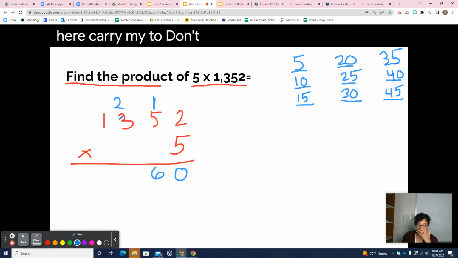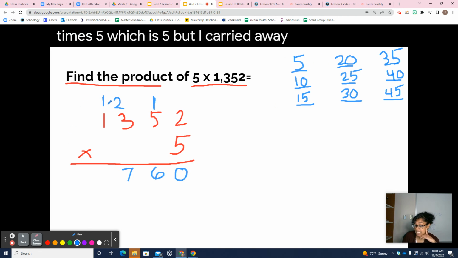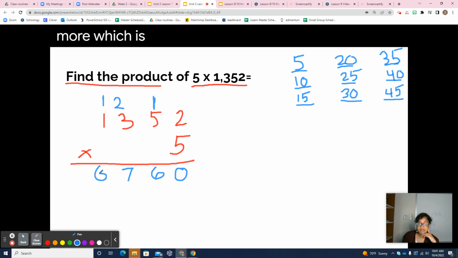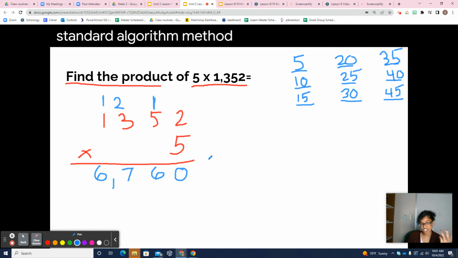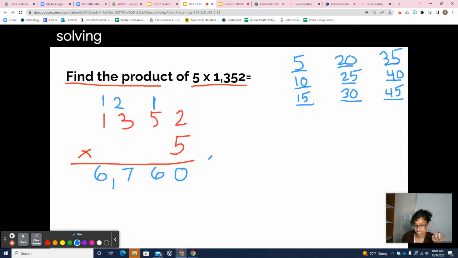Now I have to multiply 3 times 5. That is 1, 2, 3, so that's 15. But I carried a 2, so I have to add 2 to 15. So 15, 16, 17. I'm going to put my 7 down here and carry my 1. Now I have to multiply 1 times 5, which is 5. But I carried a 1, so that's plus 1 more, which is 6. So my product is 6,760. This is the standard algorithm method or strategy for solving multiplication.